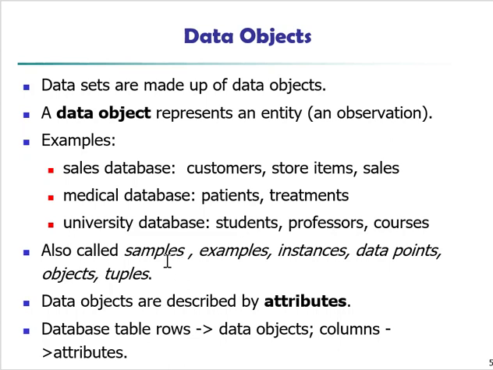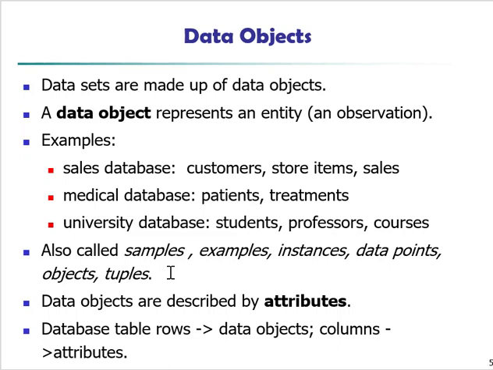Data objects are also called samples, examples, instances, data points, objects, and tuples under different contexts. When you read articles, recent research, you will be able to recognize those within their context. It should not be that difficult.